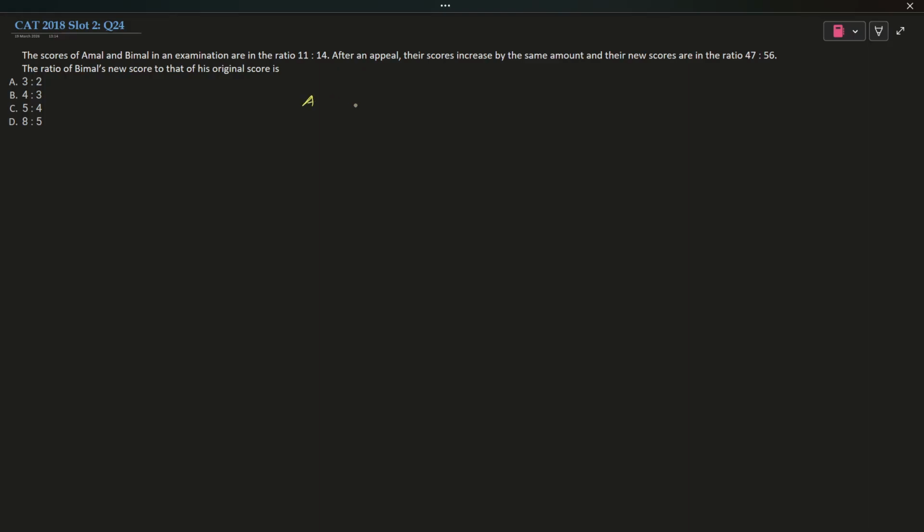So we have Amal, we have Bimal. Let's say Amal scored 11x and Bimal scored 14x. After the increment, let's say it got increased by plus y, and Bimal's also got increased by plus y, the same amount. So 11x plus y, 14x plus y. The new ratio of their scores, Amal is to Bimal, so 11x plus y. Be very careful of the order, guys. This is 47 by 56.